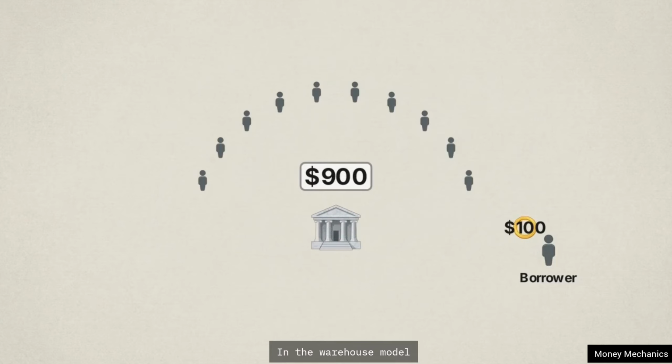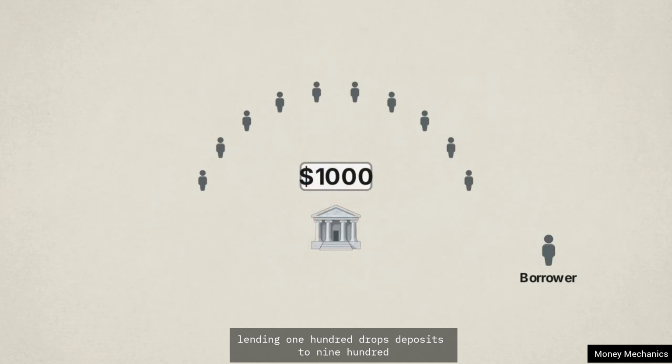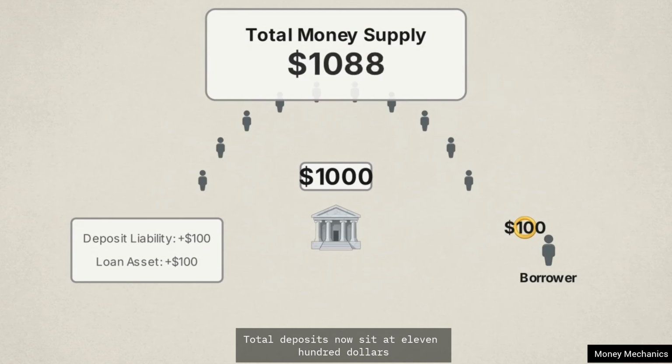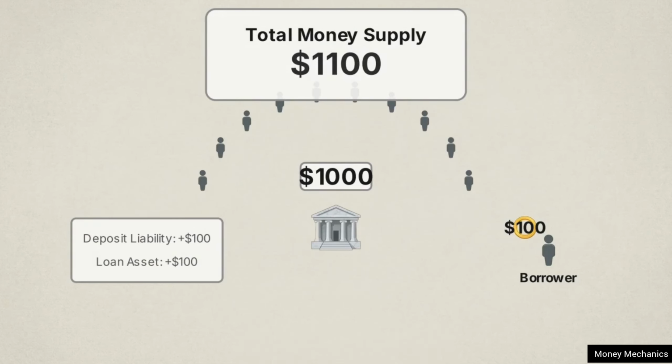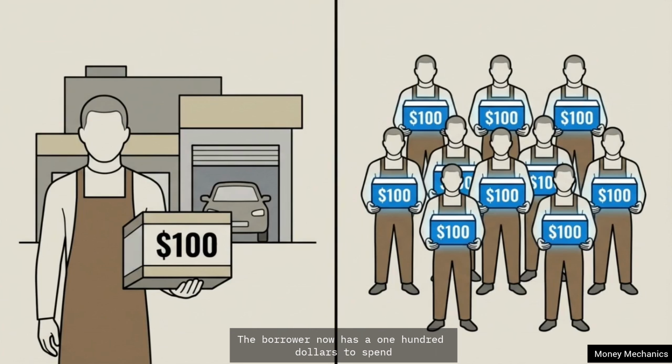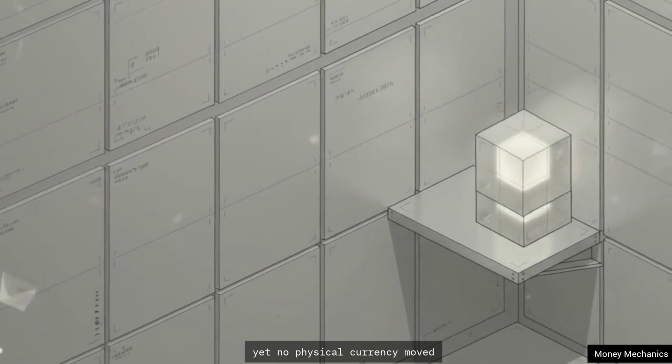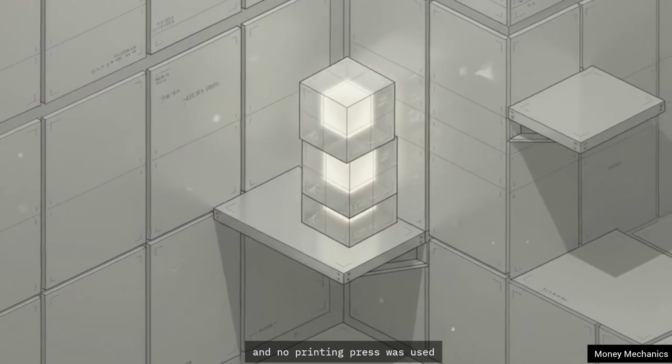In the warehouse model, lending $100 drops deposits to $900, but actual banking just adds a new $100 entry for the borrower. Total deposits now sit at $1,100. The borrower now has $100 to spend, while the original 10 depositors still have their full $1,000 available to them. The money supply grew by 10%, yet no physical currency moved and no printing press was used.